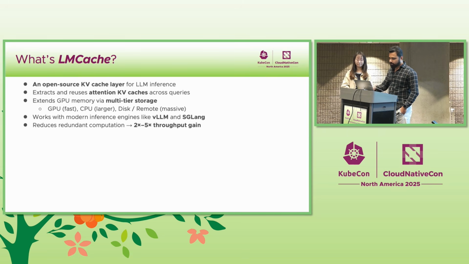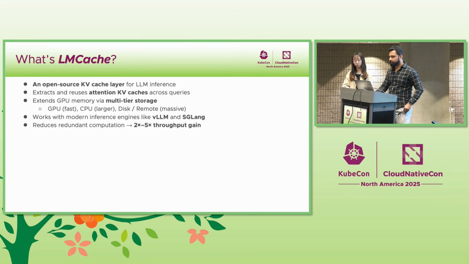The whole idea is that since you are not recomputing it, you're bringing it from somewhere, all the redundant requests don't happen. Hence the prefill becomes really small, as in time to first token becomes really small, and that's why you get higher throughput.